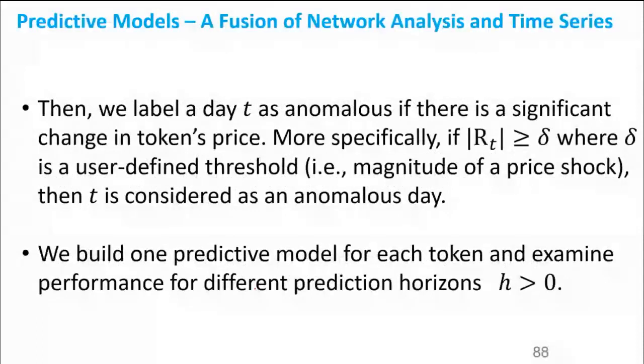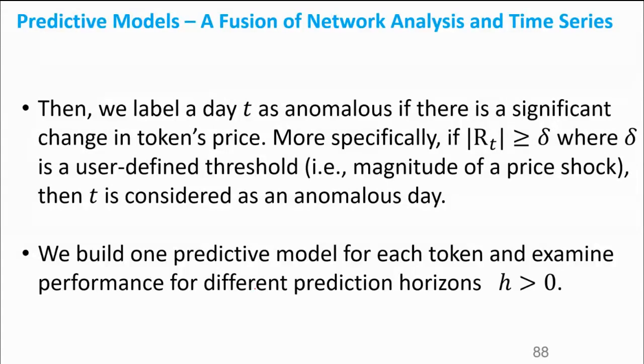Then we label a day t as anomalous if there is a significant change. Specifically, if we have more than a user-defined threshold, then we consider the day as anomalous. The good thing is that we build one predictive model for each token.